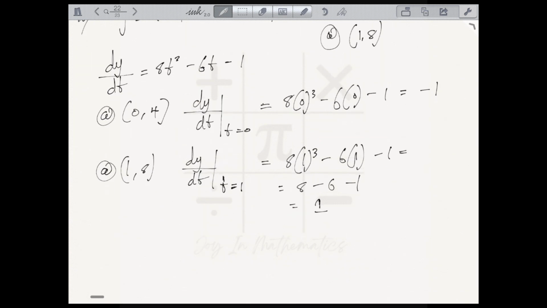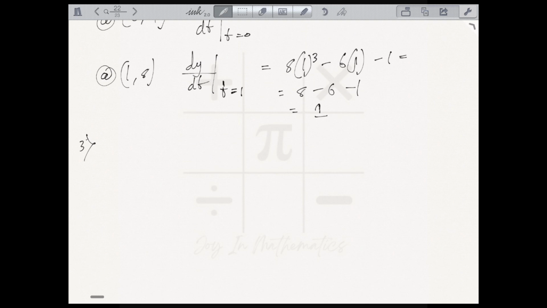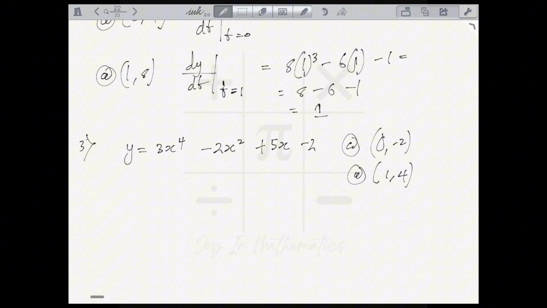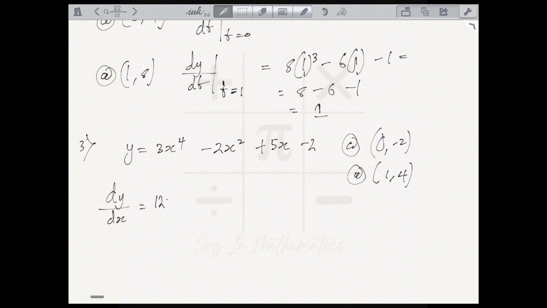Now, let's consider the final problem. It says we should evaluate the gradient of the curve y is equal to 3x raised to power 4 minus 2x squared plus 5x minus 2 at the point 0, minus 2, and at the point 1, 4. So the first thing we evaluate is dy/dx, and this will give us 12x raised to power 3 minus 4x plus 5.